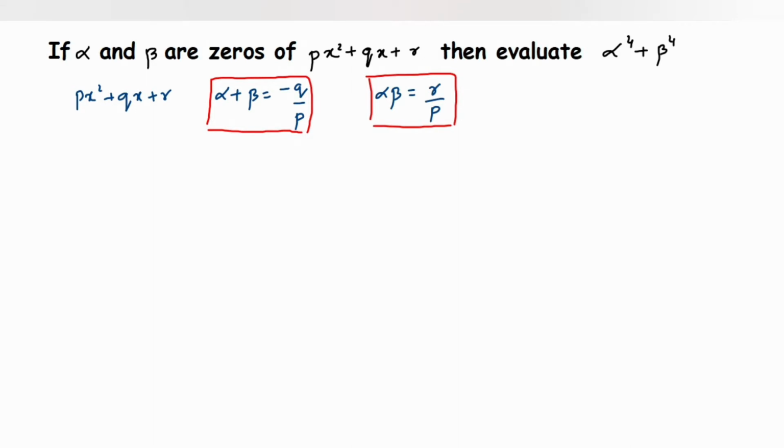Hi everyone. So here we have a question on polynomials. The question is, if alpha and beta are zeros of px square plus qx plus r, then evaluate alpha to the power 4 plus beta to the power 4.